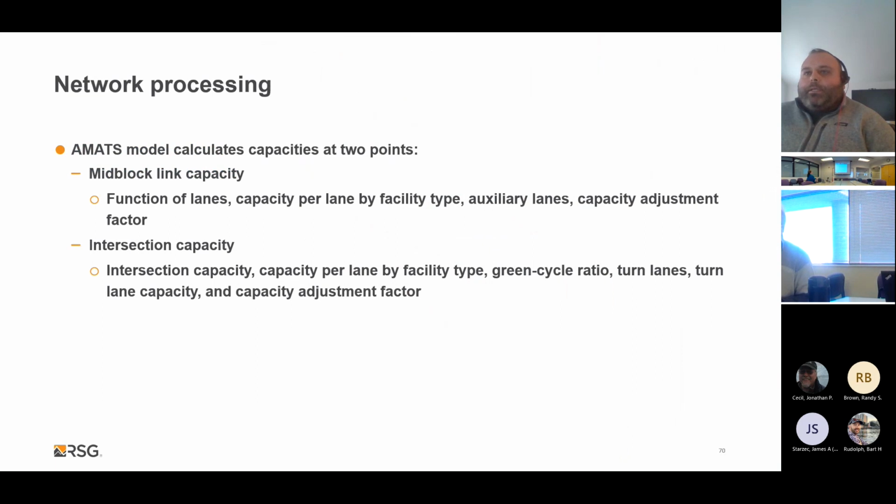In the network processing, the model calculates capacities at 2 points. There's a mid-block link capacity and intersection capacity. The mid-block link capacity is a function of the lanes, the capacity per lane by facility type, auxiliary lanes, and capacity adjustment factors. And then the intersection capacity is more impacted by intersection-level things. So it's going to be the capacity per lane by facility type, the green cycle ratios, number of turn lanes, lane capacity, and turn lane capacity, as well as an adjustment factor for capacity.